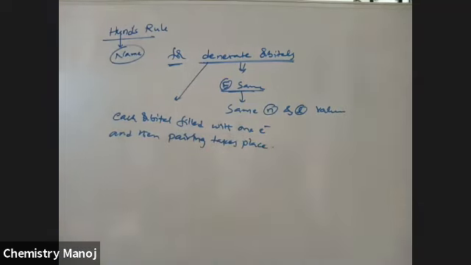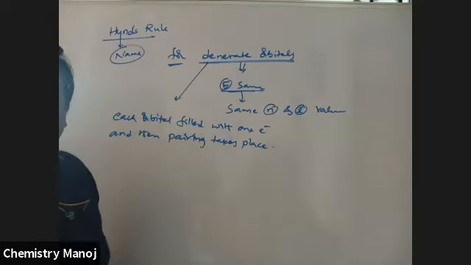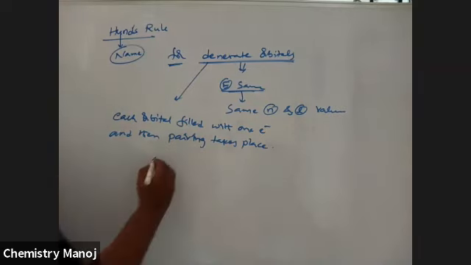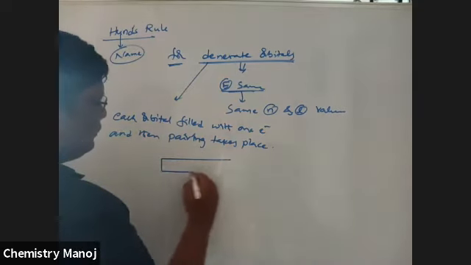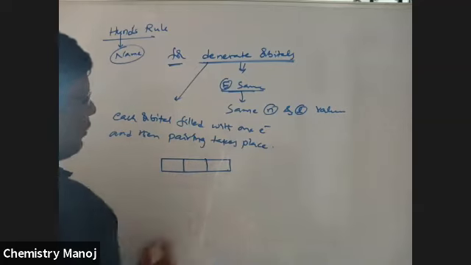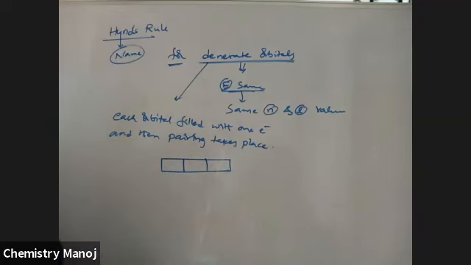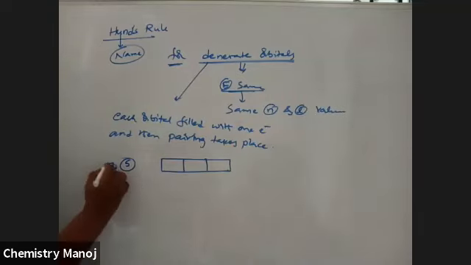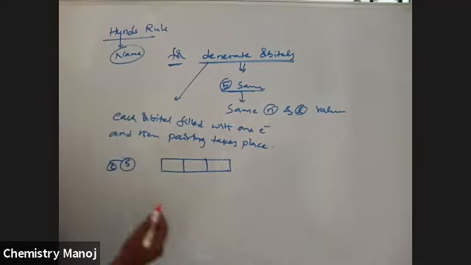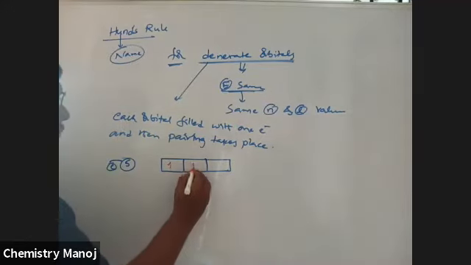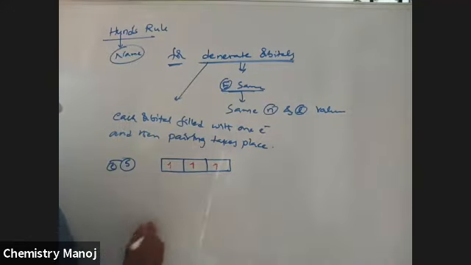Wherever degenerate orbitals are there, if you want to fill those orbitals with electrons, each orbital is filled with one electron and then pairing takes place. For example, there is the p subshell. It has three orbitals. There are 5 electrons. I want to fill these 5 electrons in these orbitals. First of all, each orbital is filled with 1, 1, 1, and then pairing is possible.